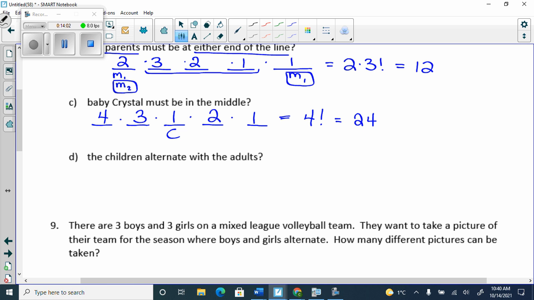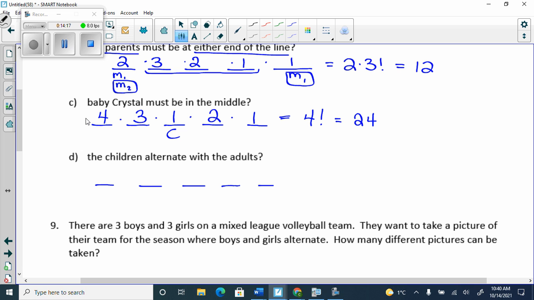Or you could go 4 times 3 times 2 times 1. The catch on the factorial is sometimes the answers are written in factorial on the multiple choice, so you need to know what the factorial does. Now the children must alternate with the adults.